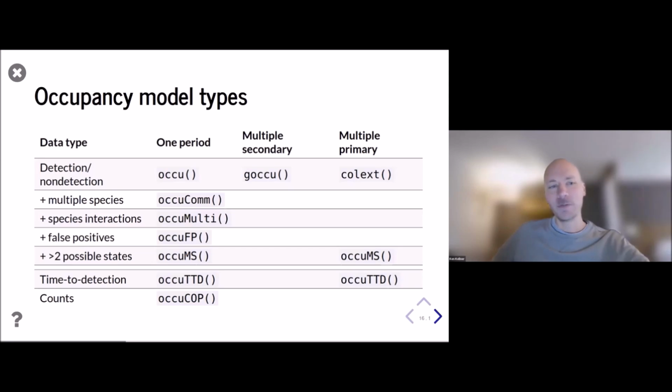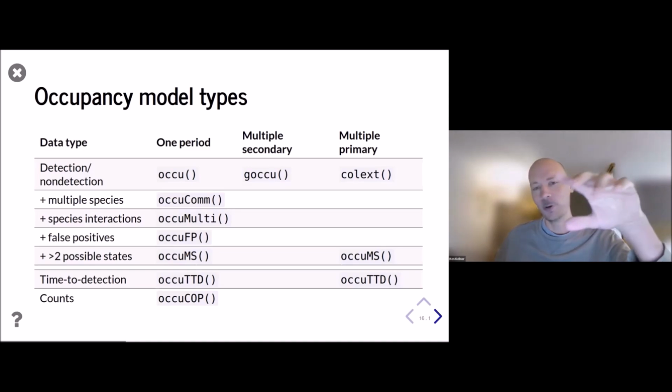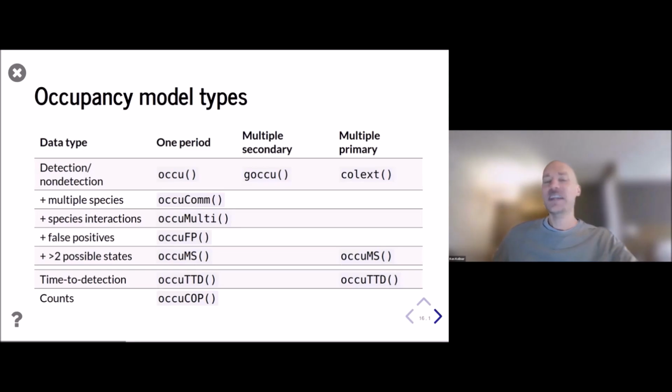They're not the best. So that's why tables like this are helpful. But you can see in the rows here, we've got different data types. So that includes things like having multiple species. Maybe you're interested in species interactions or you have false positives. Maybe you've got more than two possible states. So instead of just presence and absence, you also have something like absence, presence but no reproduction, and presence with reproduction. And then time to detection or count data. And then across the top, we've got these different temporal designs that I described. So if you pick your data type and pick your primary or your temporal design, then you can see if that model is available in unmarked. And many of them are, but some of them, as you can see, are not.